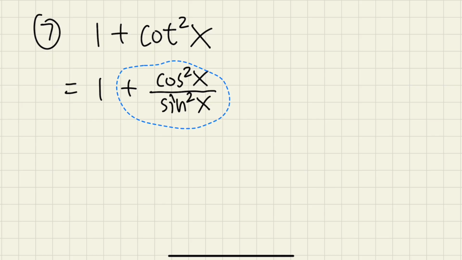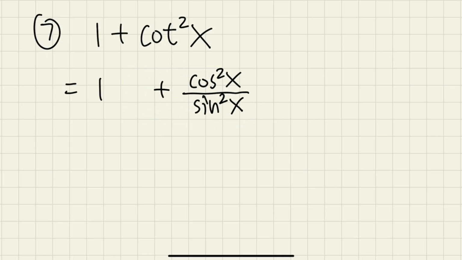So let me move this a little bit. For the 1, that's the same as 1 over 1. And I will need to multiply this by the sine square x. So they will have the same denominator, and of course, we do the same thing to the top as well.